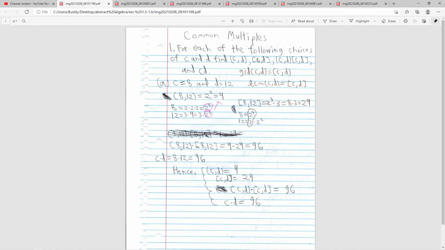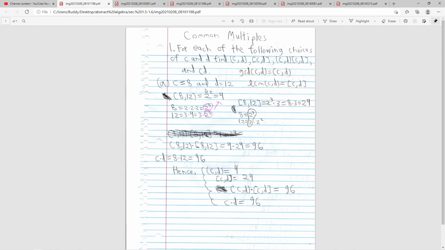quite often. So you're finding the GCD (greatest common divisor), the LCM (least common multiple), the product of the GCD and LCM, and of course C times D. For 3 problems, we have different values of C and D.